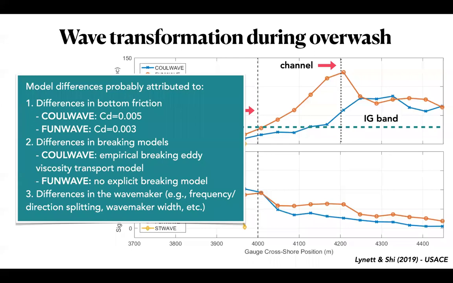These model differences are probably attributed to differences in bottom friction and breaking models. COULWAVE uses an empirical breaking eddy viscosity transport model, whereas FUNWAVE uses no explicit breaking model. They also have differences in the wave maker, for example, frequency direction splitting and wave maker width.